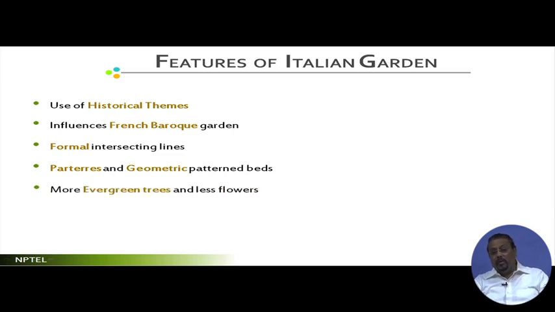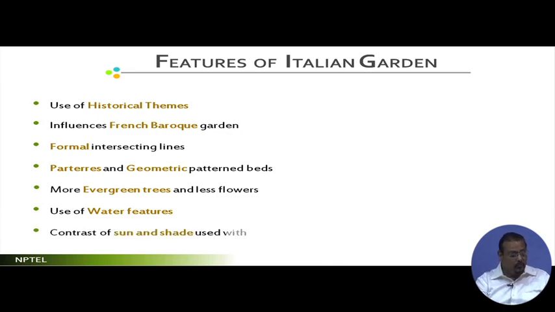More of evergreen trees and less of flowers. So basically what happened is, there were trees, lots of large trees, and the flower beds were very much in a low key. Use of water feature became one of the prime factors, and the contrast of sun and shade used with shady pathways. Within the whole large landscape sites, they also started finding out small niches, which had pergolas, which had many other items to play with sun and shade.